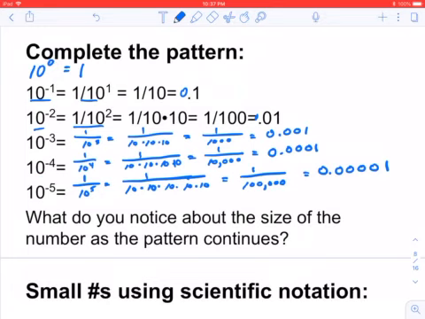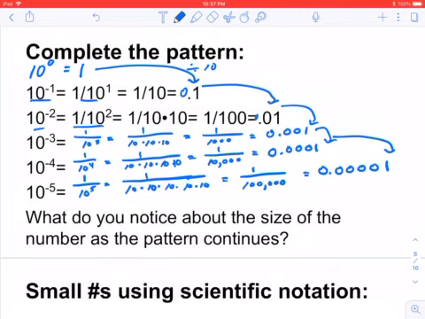So what do you notice about the size of the number as the pattern continues? If you're going from 1 to 1/10, and then 1/10 to 1/100th, and 1/100th to 1/1,000th, and so on, what's happening each time? Okay, yeah, each time you're dividing by 10.